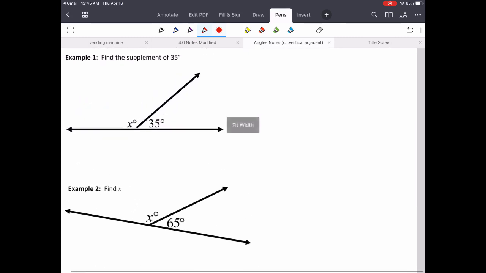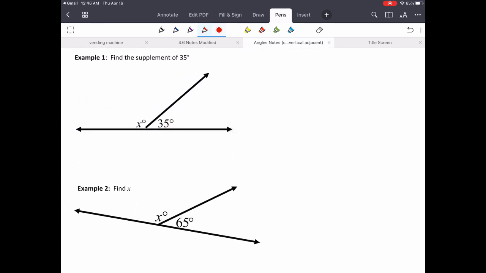Now, our first couple examples here just involve basic arithmetic. When we solve this, we can set up an equation: x plus 35 is equal to 180. Then you're going to take away 35 from both sides. And what do you get? You get x is equal to 145 degrees.